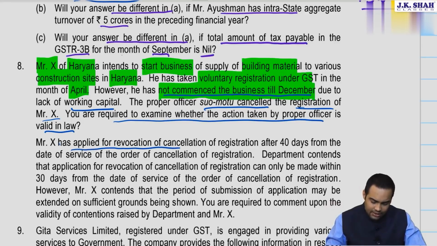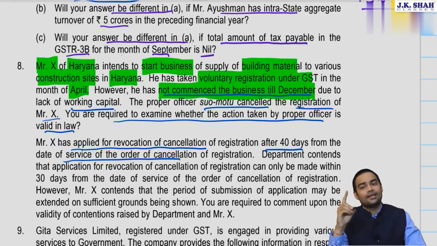Mr. X has applied for revocation after 40 days from the date of service of order of cancellation. Once he received the order, he applied within 40 days. He had to apply within 30 days. But do you remember the new amendment? 30 days additional time can be given by additional commissioner, joint commissioner, and commissioner can further extend it to 30 days. So 30 plus 30 plus 30, totally 90 days if you show sufficient cause.